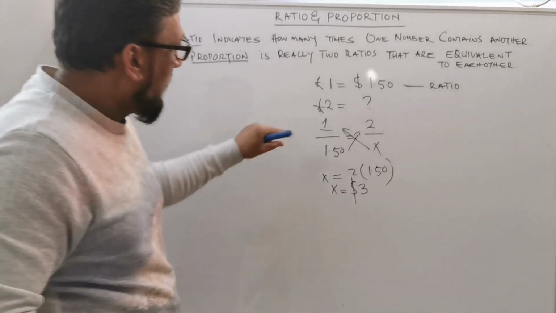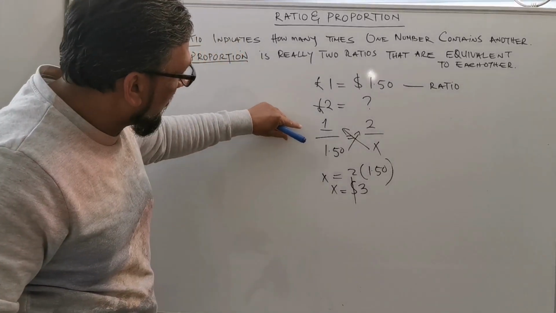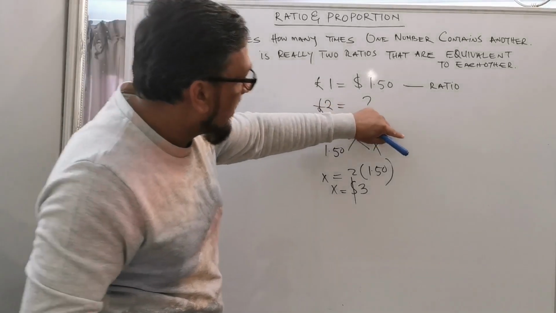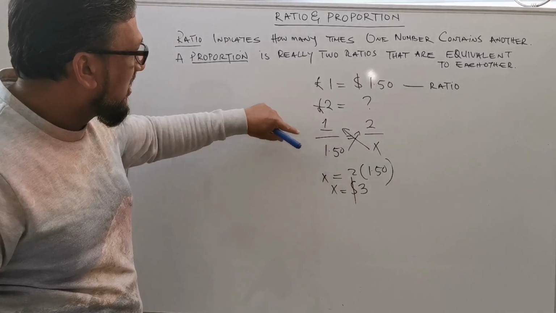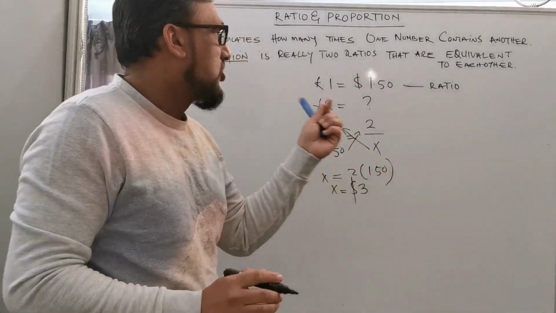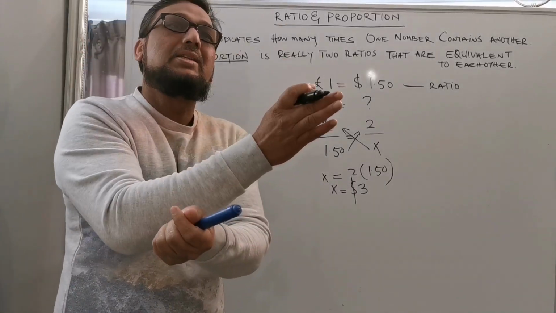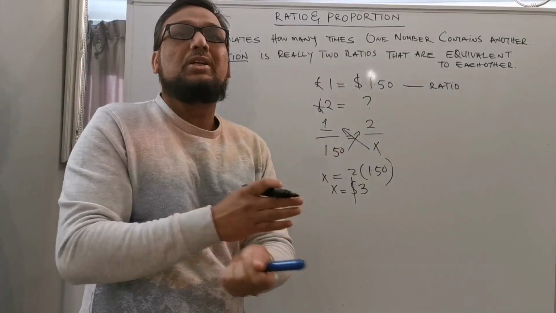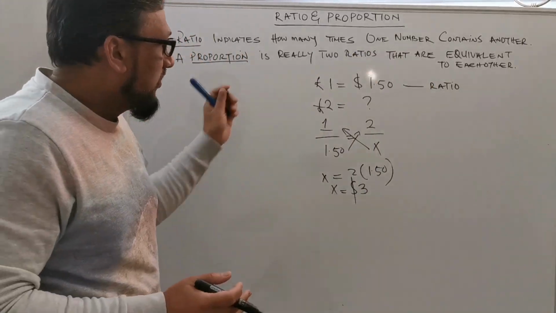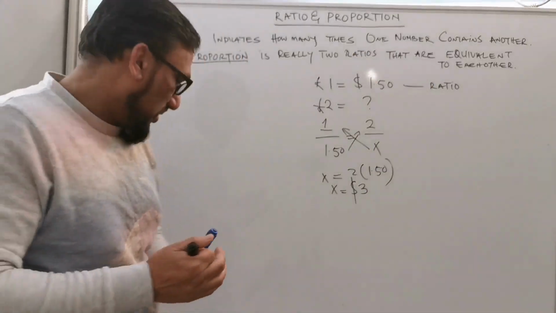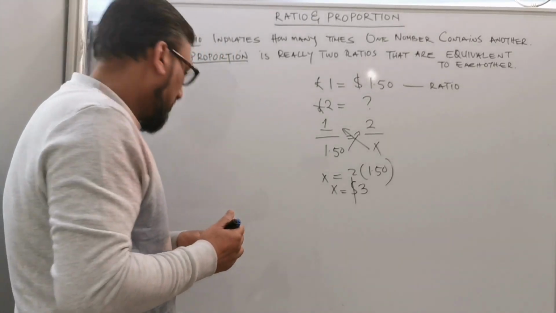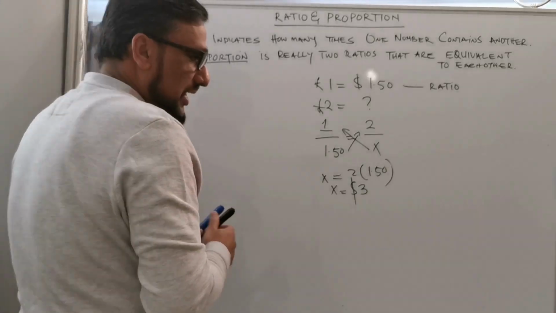If I represent this information as an equivalence, this is called a proportion. But just telling how many dollars or euros are in a pound is called a ratio. Let me take an example to help you understand ratio and proportions.